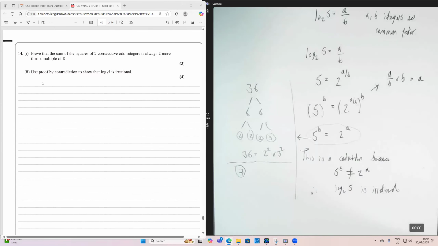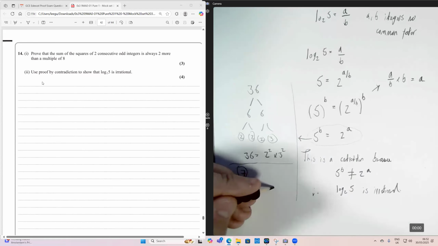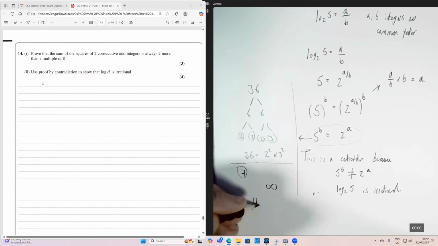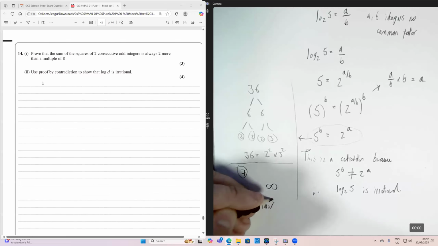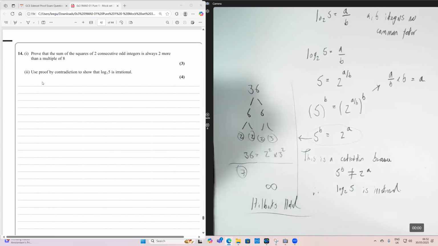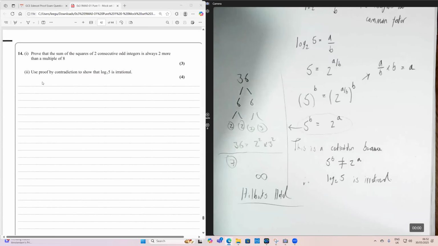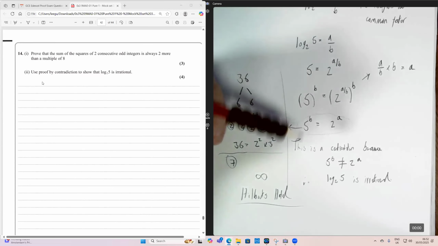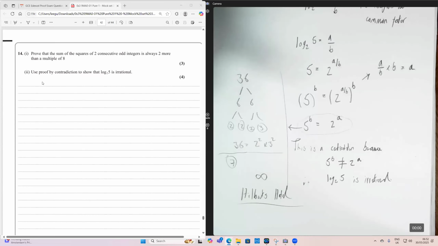Again, you may not have heard of this, but there's a very famous thought experiment about infinity from David Hilbert, called Hilbert's Hotel. You don't need to know that, that's just background. If you want to look it up, Hilbert's Hotel deals with the idea that each number has a unique prime factorization.